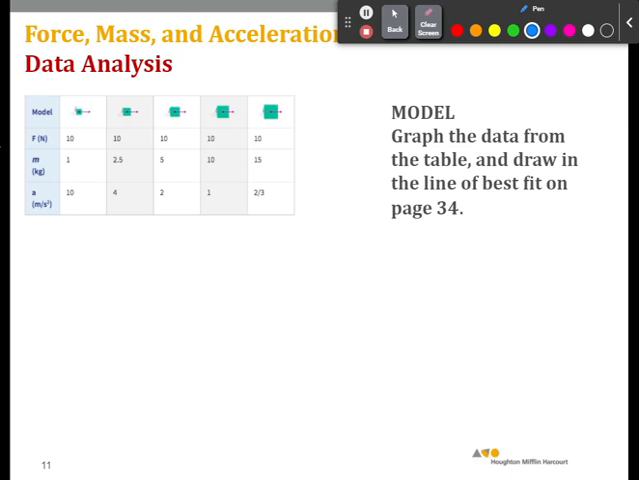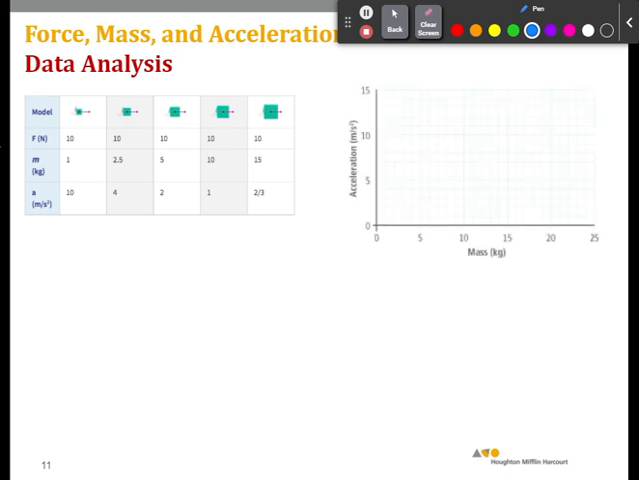Here we see some more data. We're going to graph this again. Here we see force in newtons. But what does our graph show? Our graph now shows acceleration versus mass. When the mass of this object is 1 kilogram, its acceleration is 10 meters per second squared. When the mass is 2.5 kilograms, its acceleration is 4 meters per second squared.